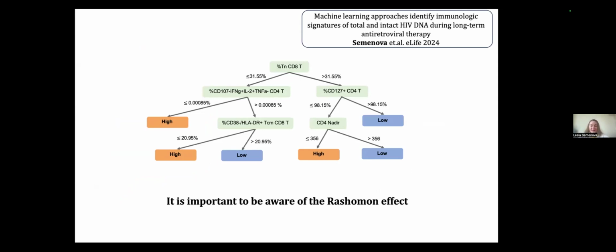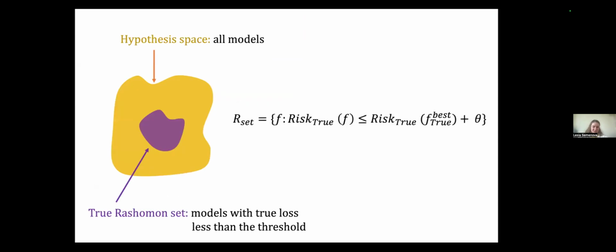And I think overall it is very important to be aware of the Rashomon effect. But even before this whole theory existed, a lot of researchers were able to find sparse models and see that they perform quite well. And I believe that looking into this true Rashomon set gives an intuition why this happened.